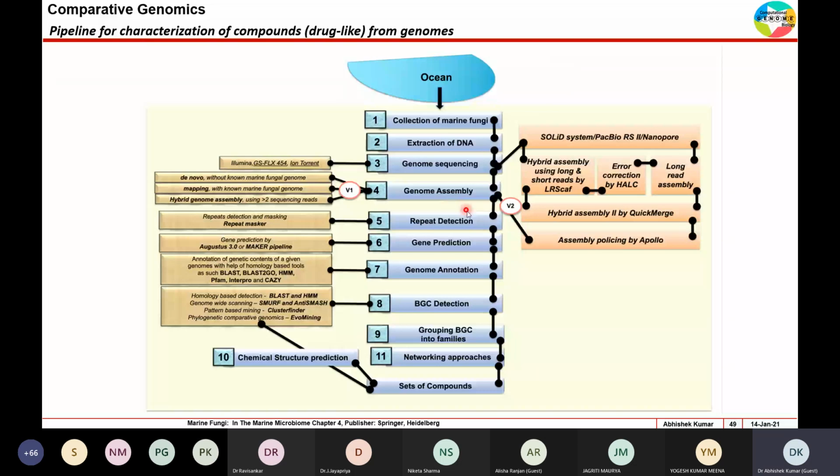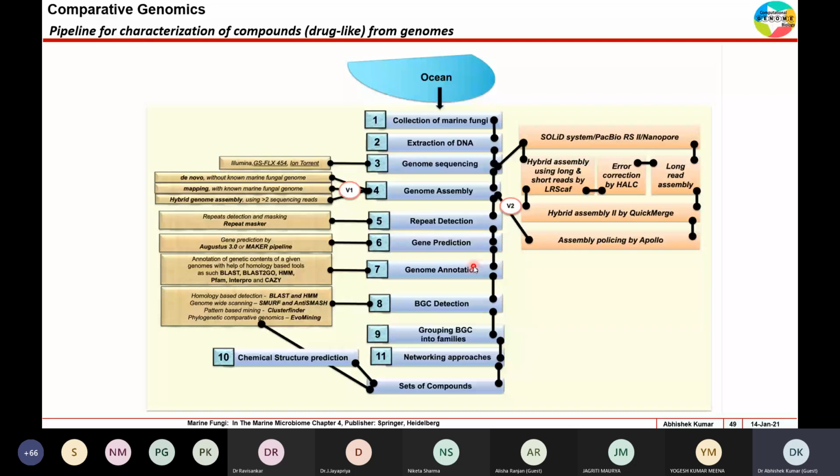So we have done assembly of 2 kinds. Then we can detect repeats. What is repeat detection? Repeat detection will find whether there are transposable elements, repetitive elements which cause problems in gene prediction and further analysis, and will detect and mask them. So we'll just block those areas wherever we find repeats. And then we do gene prediction using Augustus 3 or the Maker pipeline. And then we do genome annotation, which I have already explained.